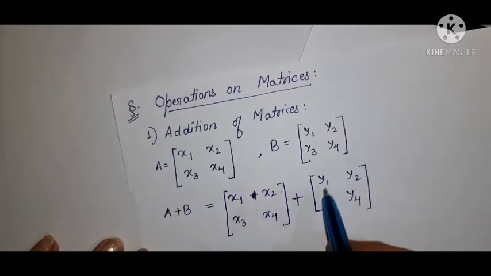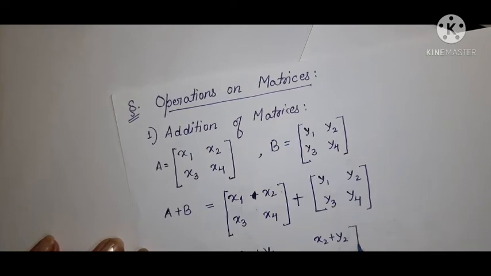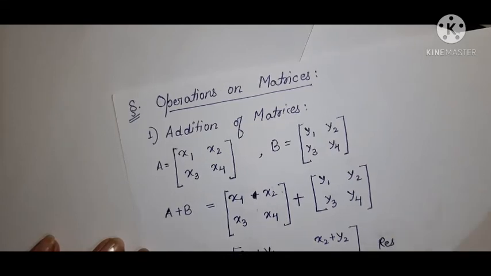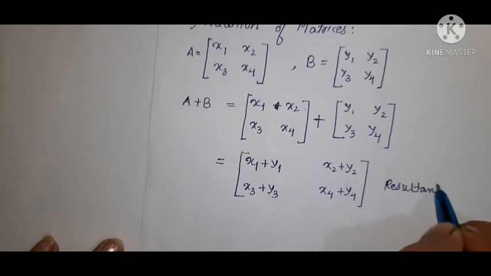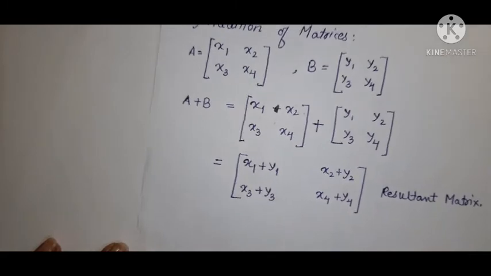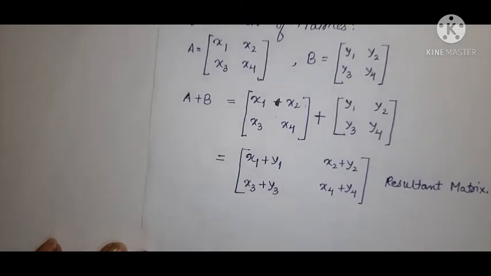and you just add the corresponding elements together. x1 plus y1, x2 plus y2, x3 plus y3, x4 plus y4. So this is the resultant matrix. In this way, we do the addition of two matrices.